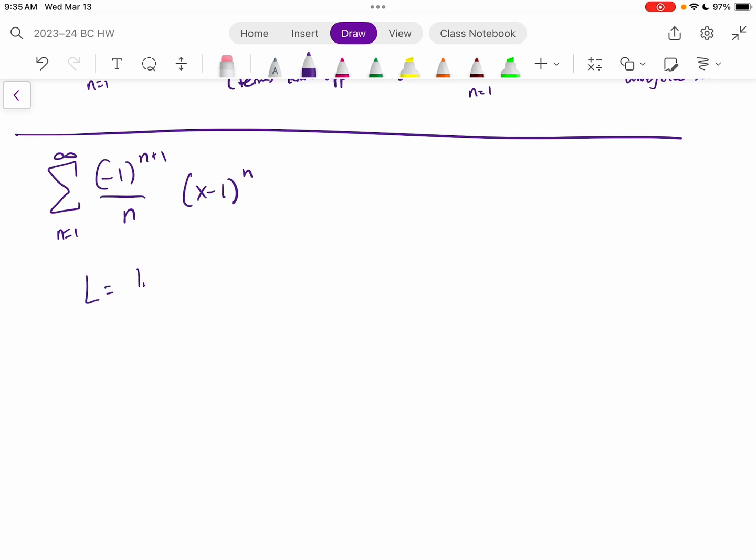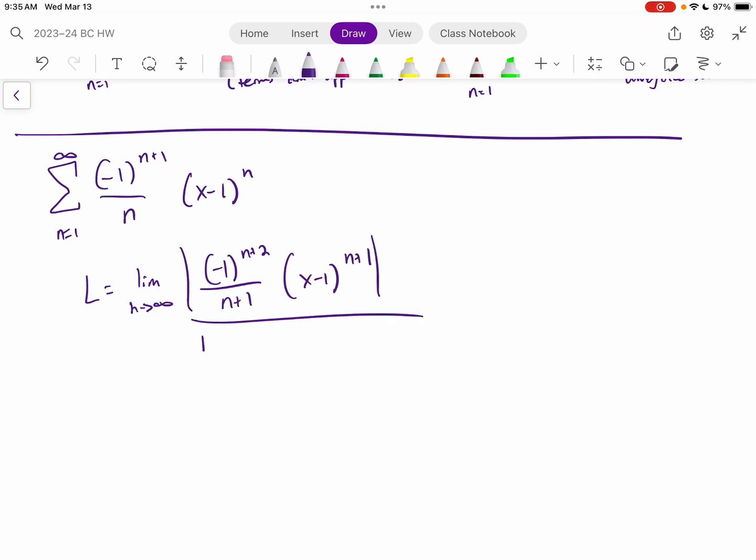So let's look at that test again. Let's take the absolute value of my n plus first term. We have to be careful. N plus 2 over n plus 1 times x minus 1 to the n plus 1 in absolute value over the nth term, negative 1 to the n plus 1 over n times x minus 1 to the n. Well, absolute values, we don't care about this, right? So let's just cancel them right away. These n pieces can come out, and I'm going to skip a few steps in here to keep this screencast a little bit brief, okay?